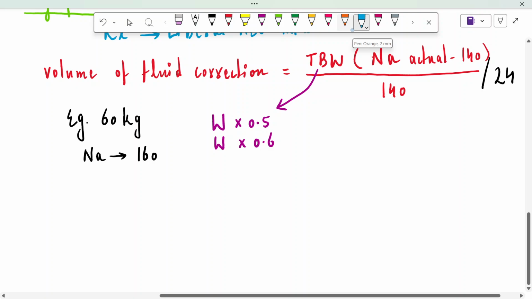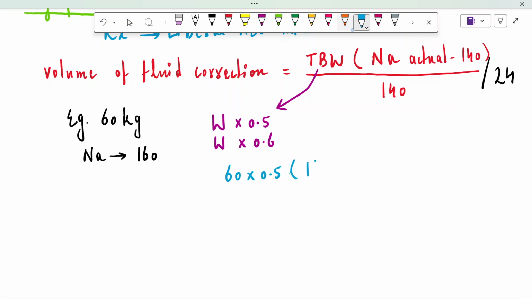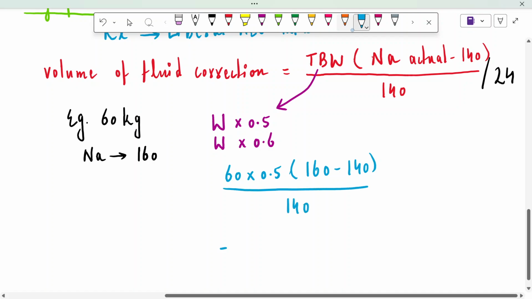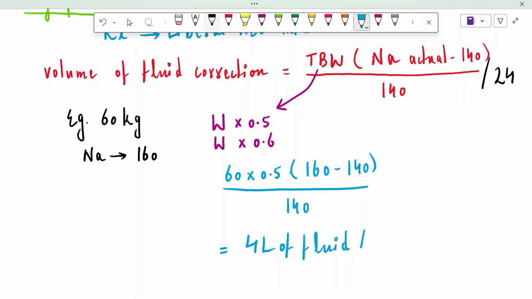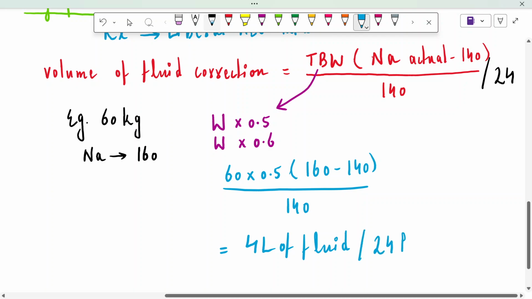Total body water, how will we calculate it? 60, because the weight is 60, multiplied by 0.5. What is the sodium actual? It's 160. We subtract 140 and divide the whole term by 140, and after a little bit of mathematics, the answer is approximately 4 liters of fluid. And this 4 liters of fluid to correct the hypernatremia must be given over 24 hours via infusion pump.